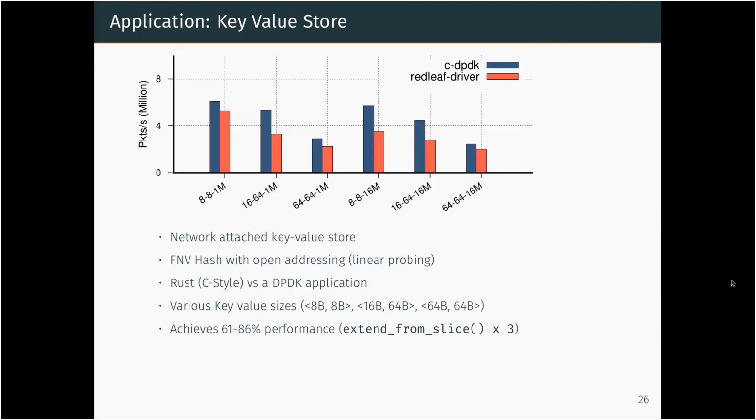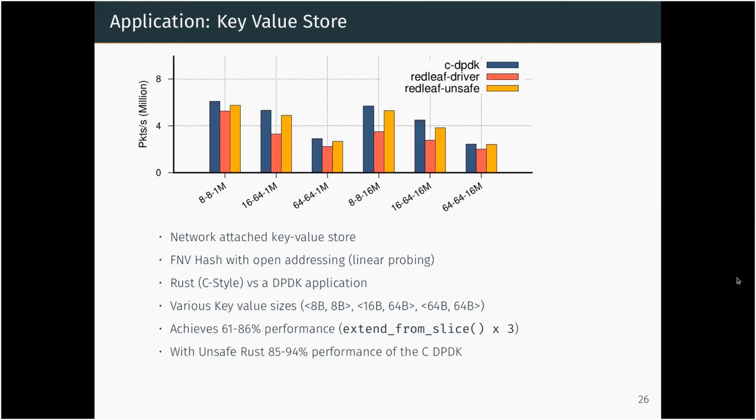In contrast, the C implementation benefits from a much lighter unsafe invocation of memcpy. As an exercise, we implemented the packet serialization logic with an unsafe Rust typecast that allowed us to achieve 85 to 94% of the C performance. However, in RedLeaf, we do not allow unsafe Rust code.